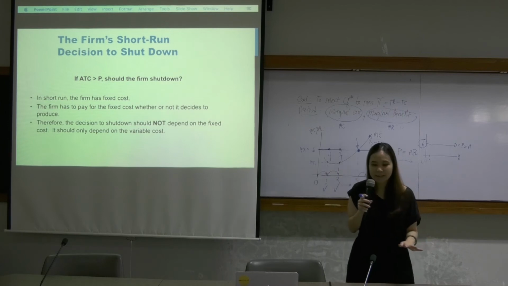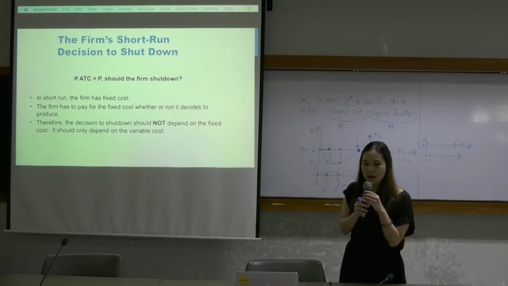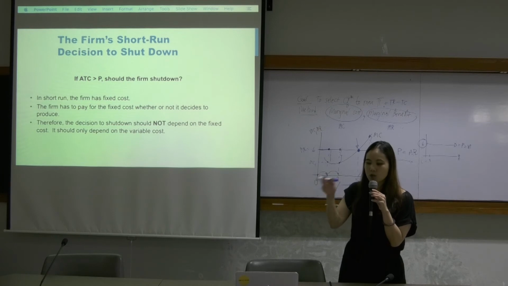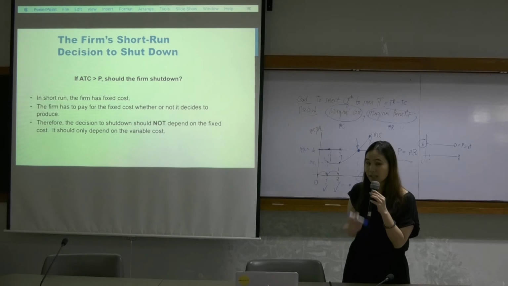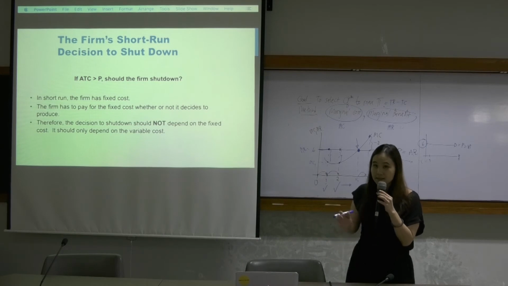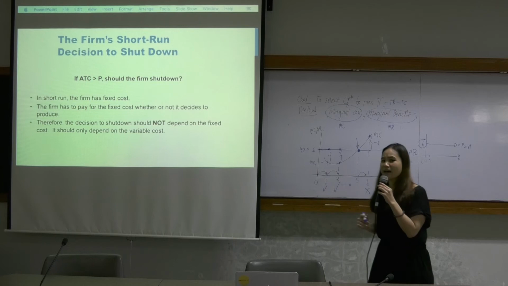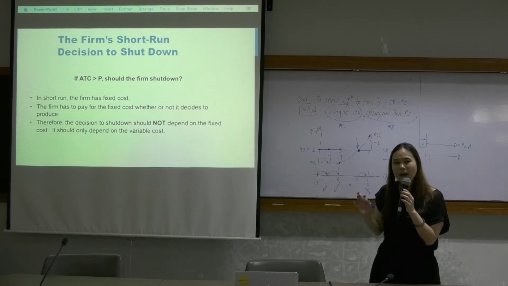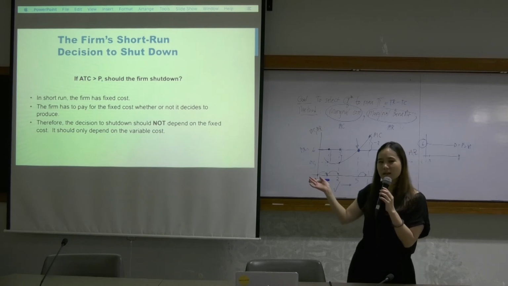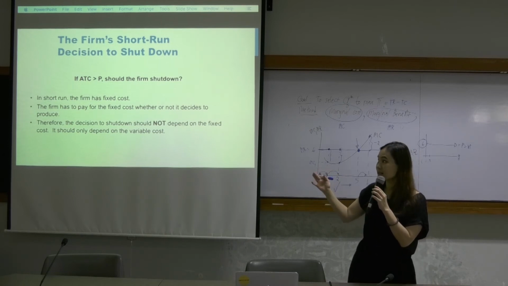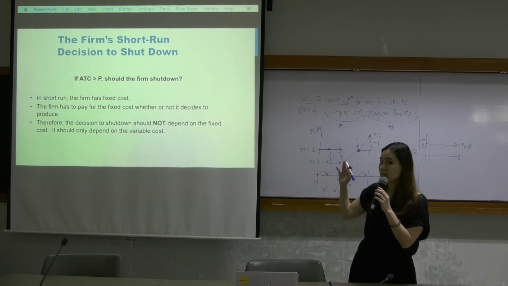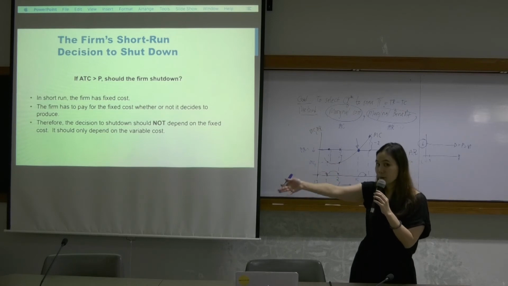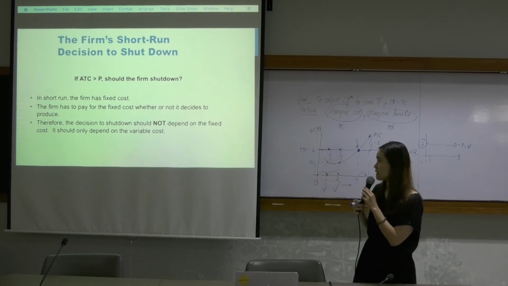Seriously, we have seen examples, right? When the agricultural price dropped so hard, farmers decided not to harvest their product and let it rot. That is shutting down: I'm not going to sell in this period. How do you answer that question? Given the price at $3, should you produce and make some loss, or should you shut down?